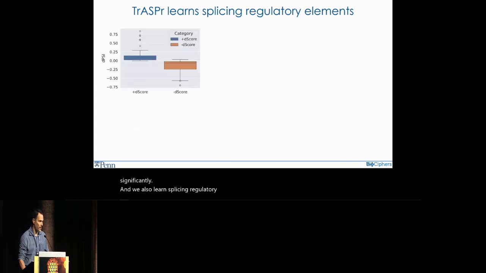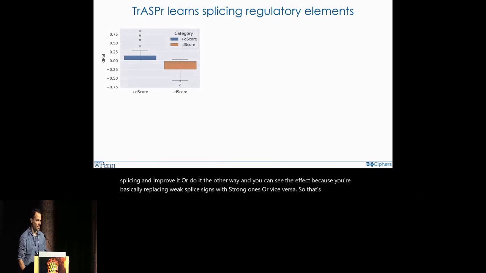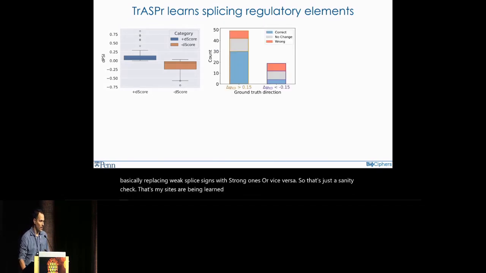This is what happens if you try to take weak splicing and improve it, or do it the other way, and you can see the effect because you're basically replacing weak splice sites with strong ones or vice versa. So that's just a sanity check that splice sites are being learned and do what they do. This is for condition-specific regulatory elements that we map through ENCODE, and we're generally getting them in the right direction most of the time. Of course, it's statistically significant, but there's room for improvement.